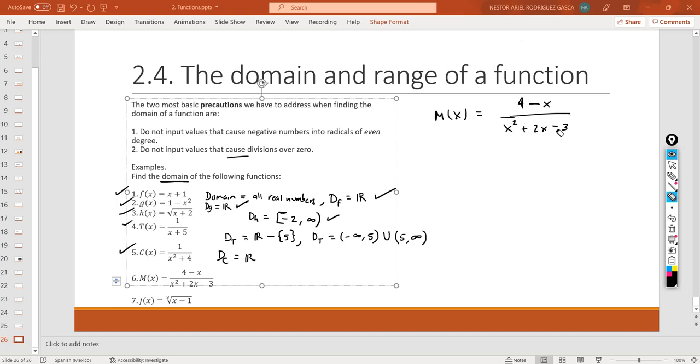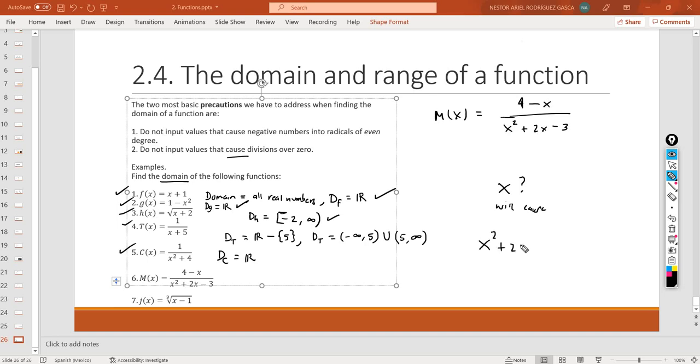Now, in this case, it's not that simple to see. Like what values of x will cause all of this to be 0. Okay, all of these to be 0. And one thing you can do to find that out, guys, is ask what values of x will cause this denominator to be 0.